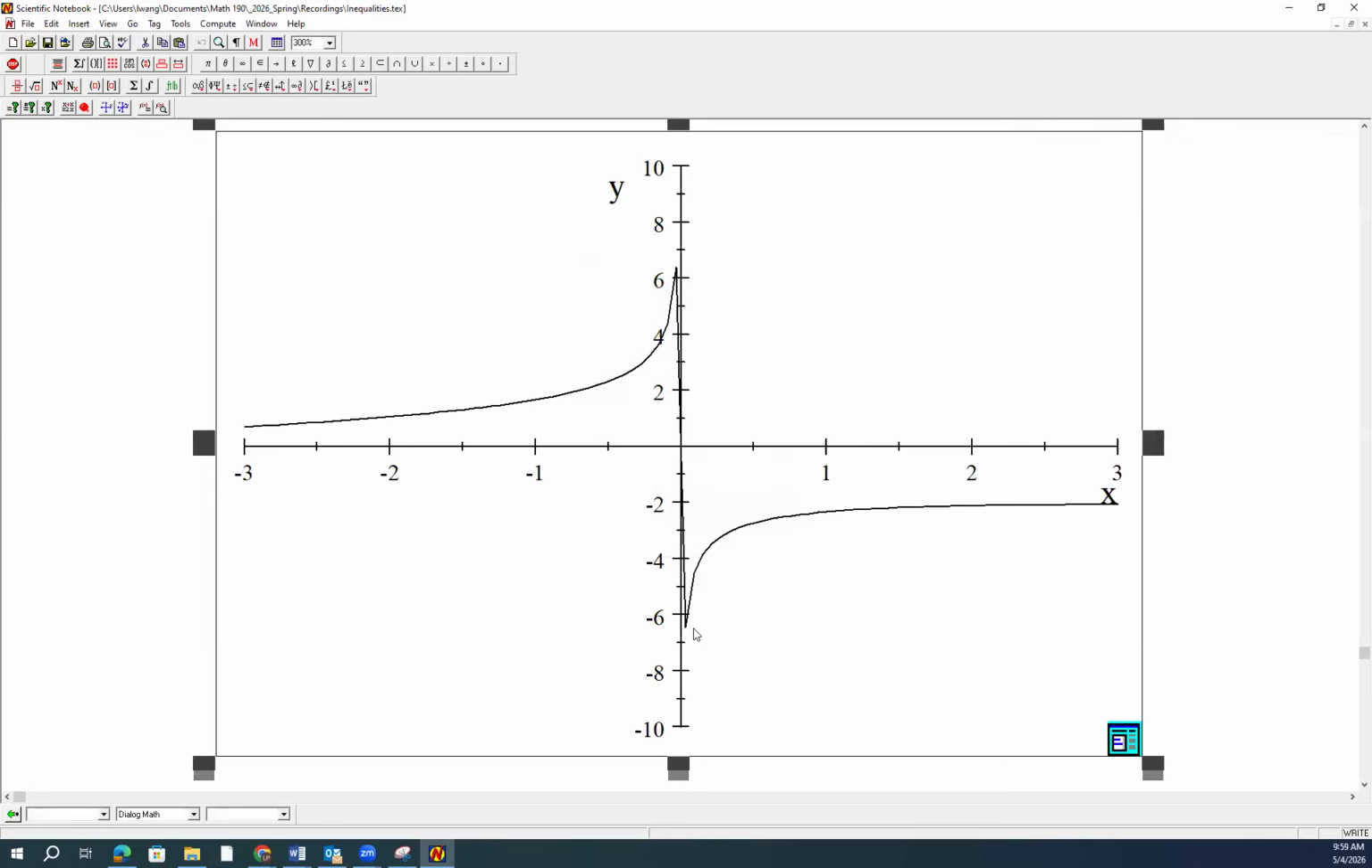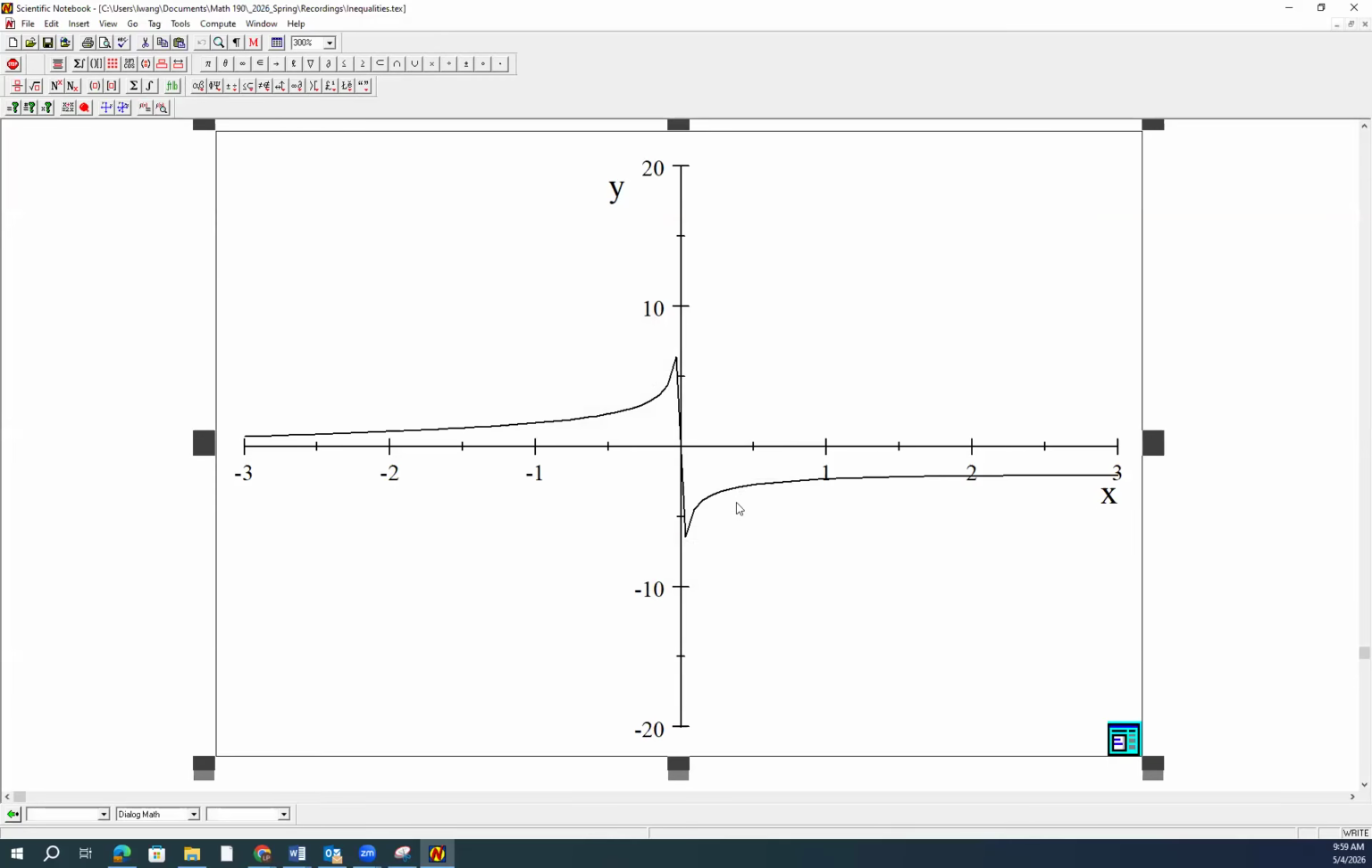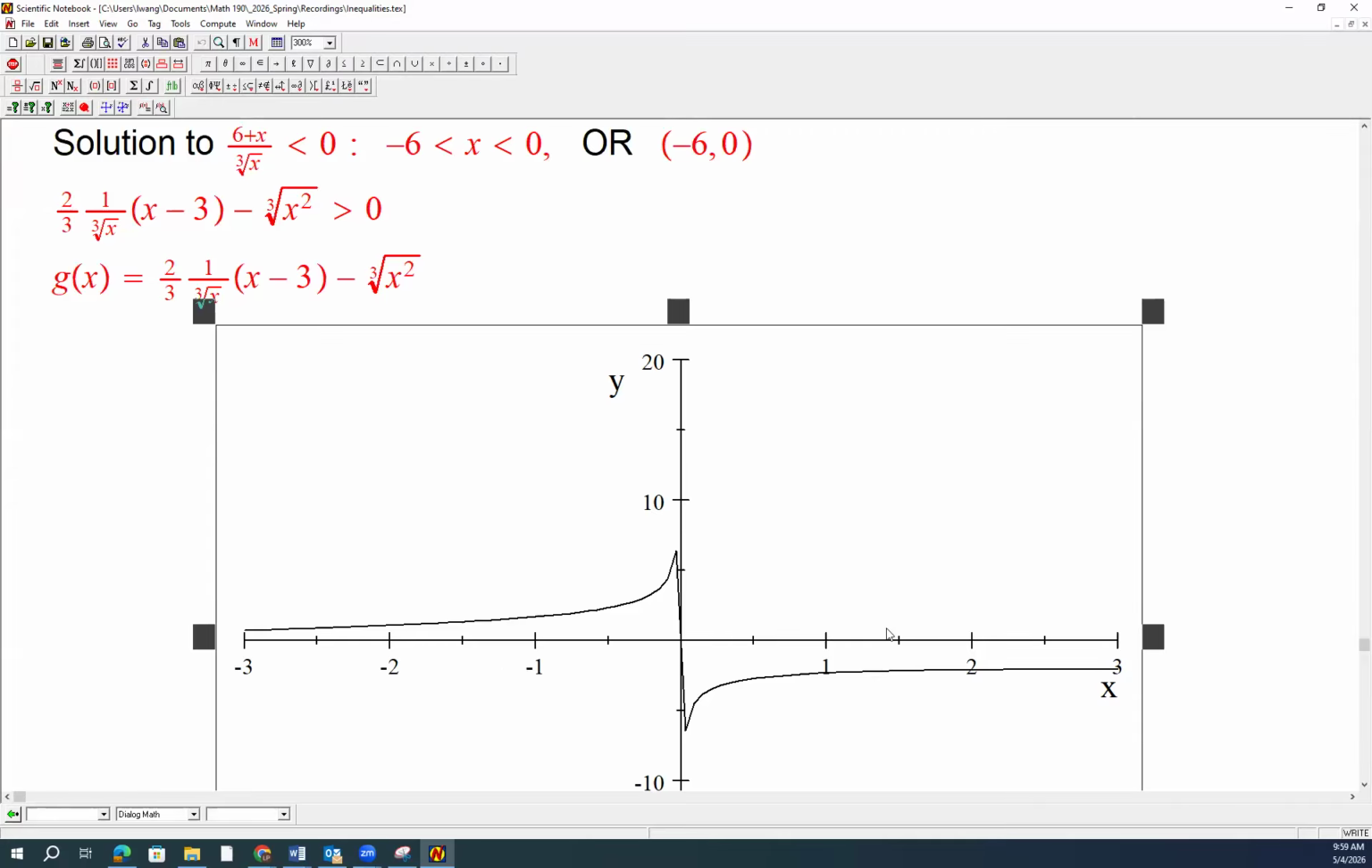Okay, so it looks like there are pointed places. It cannot be 0. We know that it cannot be 0. Let me make it say -20, +20 to see if we can smooth out the curve. And we want this curve to be positive. All right. So you can see the curve is beneath the x-axis. And our solution is between 0 and -6, right? We want to verify that.